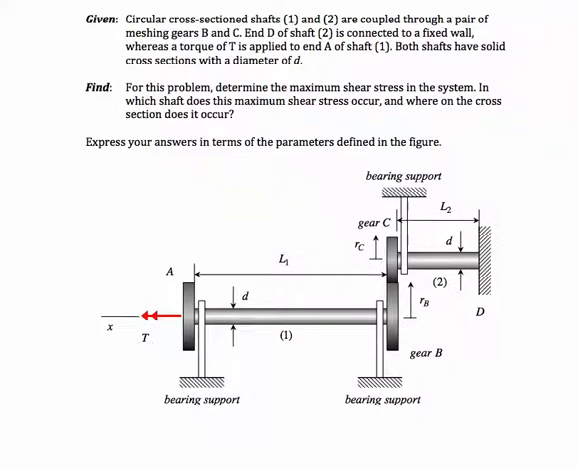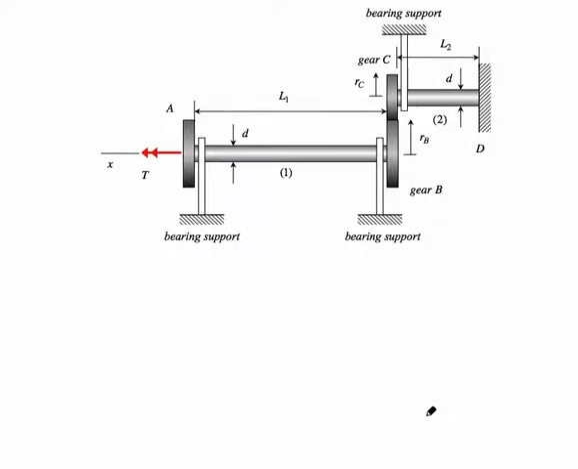In this problem, we're looking at a shaft system made up of components 1 and 2. 1 and 2 are connected by a gear set there, B and C. The right-hand side of shaft 2 is fixed to a wall on its right side, and on the left side of shaft 1 there is an applied torque of T. As a result of that applied torque T, what we want to know is what's the maximum shear stress that we see in the system, and identify where that will occur.